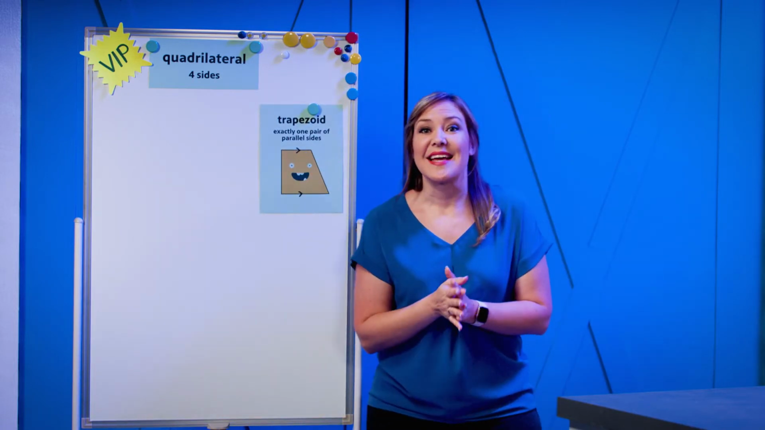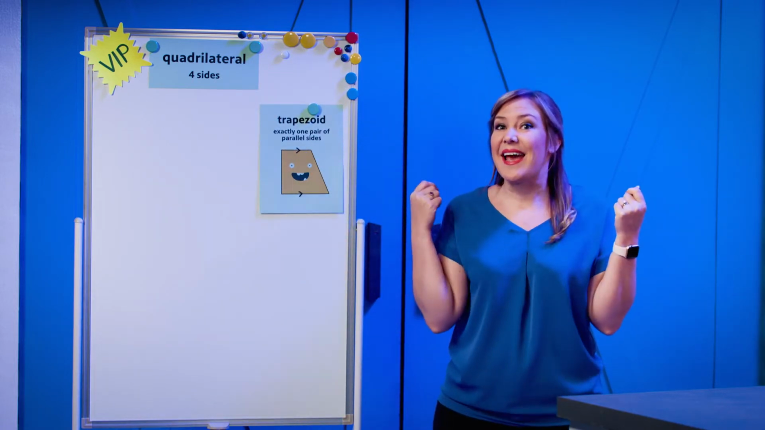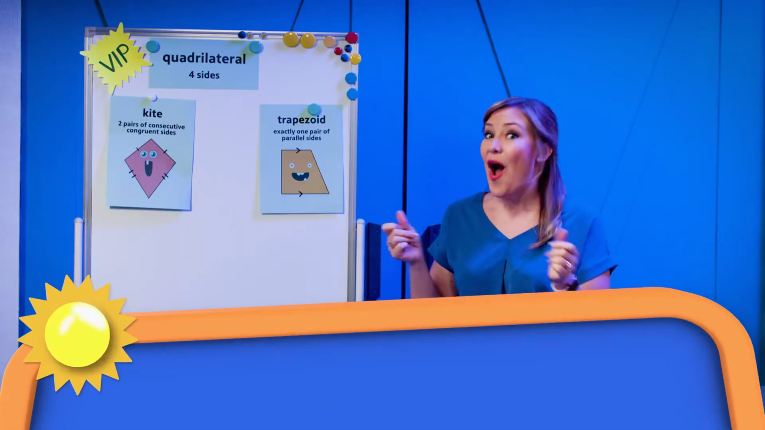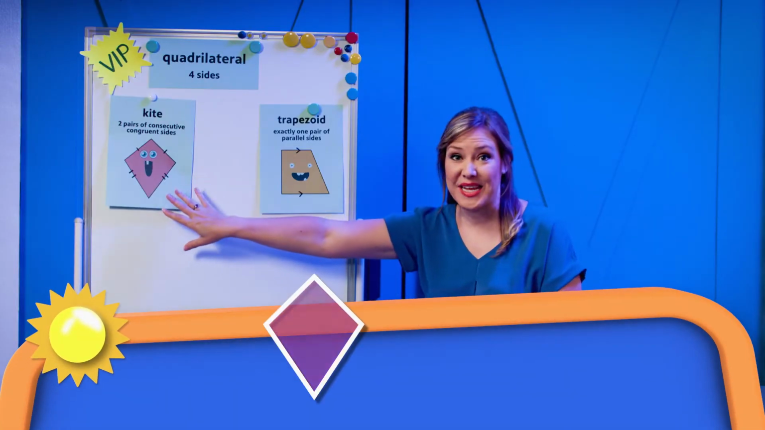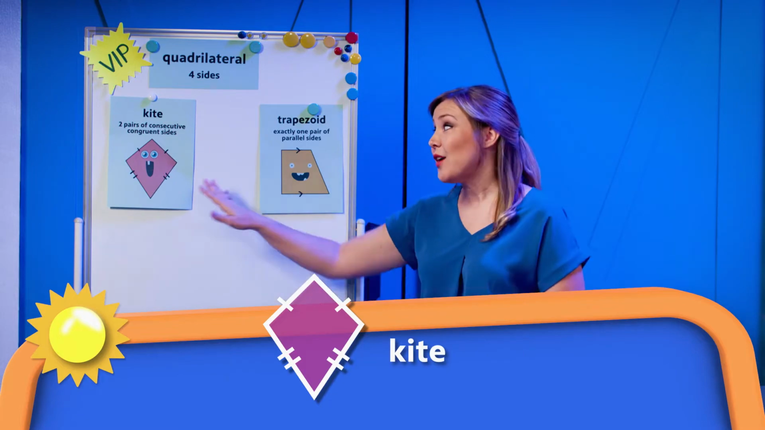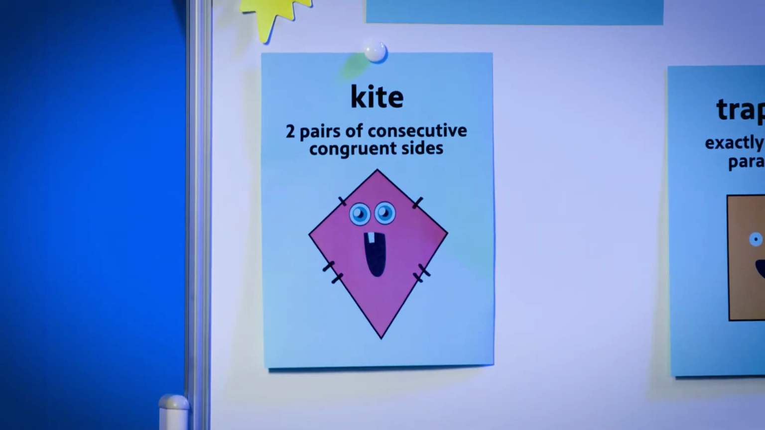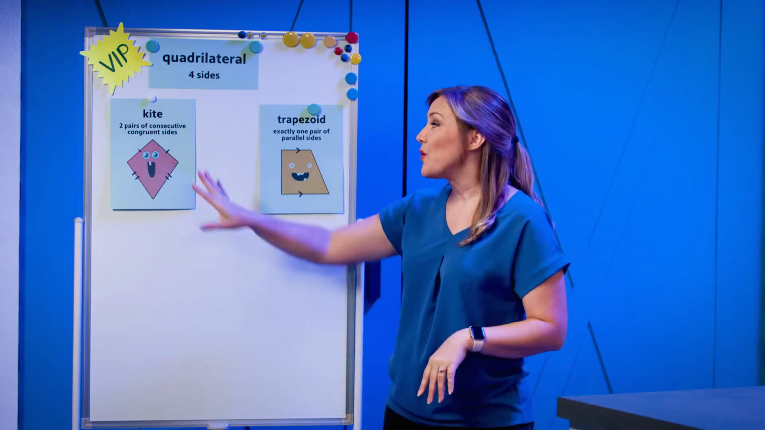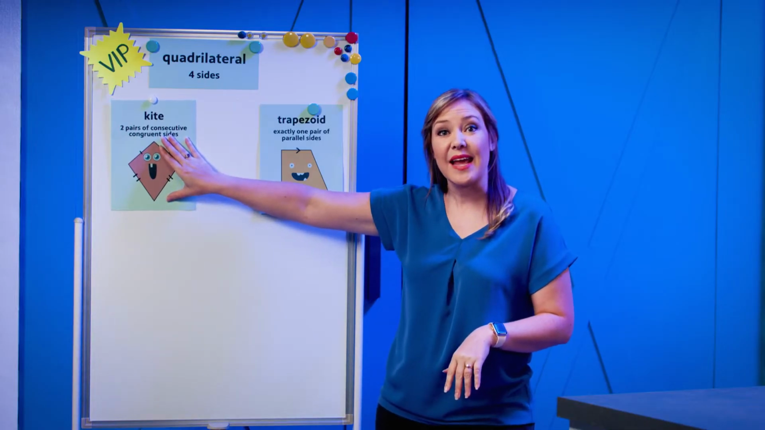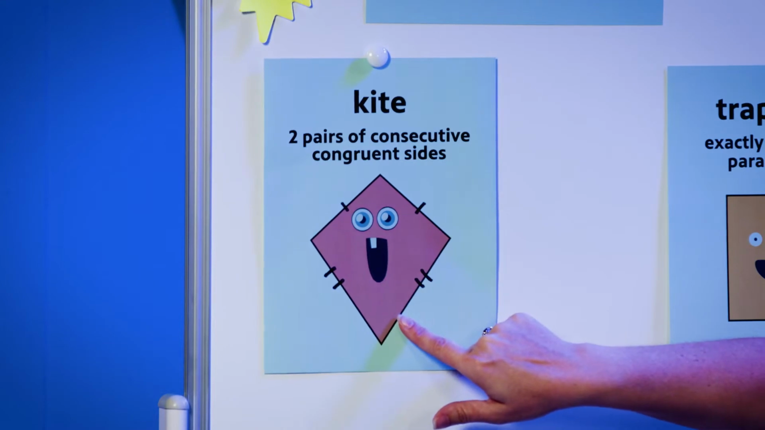Let's look at another shape. I need a kite. Kites are very unique shapes. First, they don't have any parallel sides. They have exactly one pair of opposite congruent angles. If we folded this in half, we would see that the angles on these two sides have the same measure.